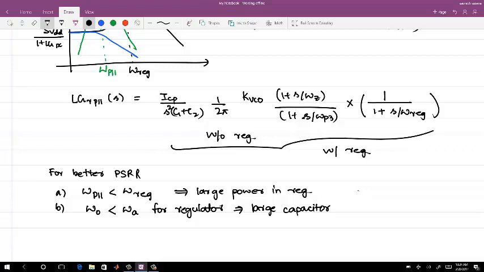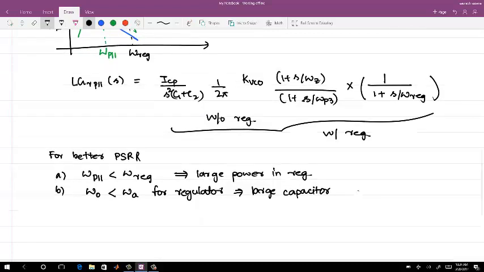But another thing will happen here. I can have a better PSRR, but if this bandwidth is going to dominate the bandwidth of your PLL now, that's the problem. You cannot overdo it, right? Lower PLL bandwidth.